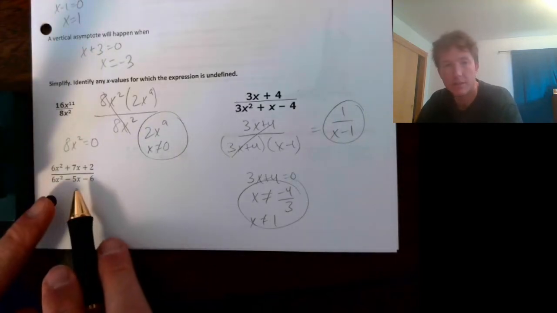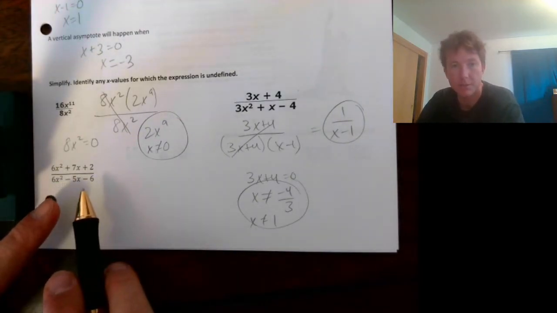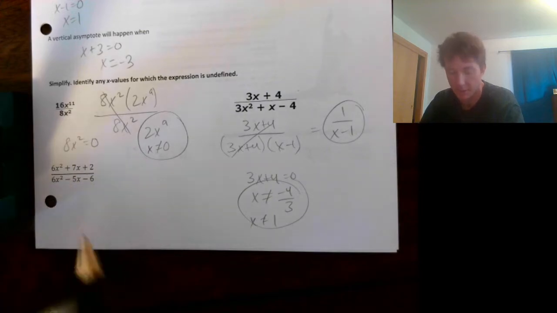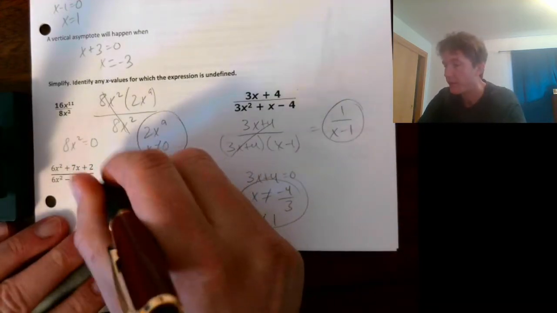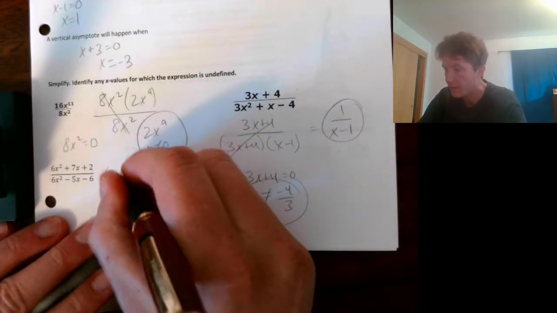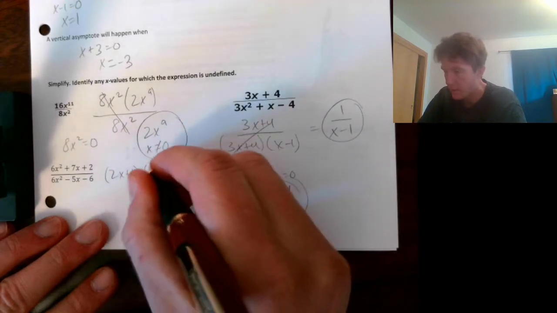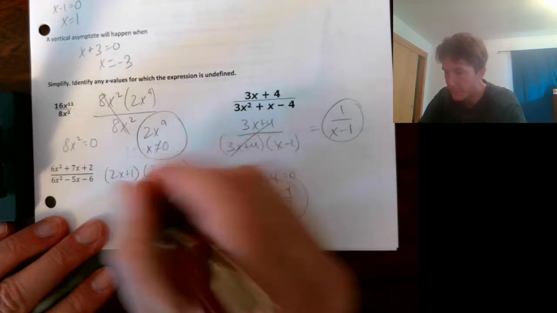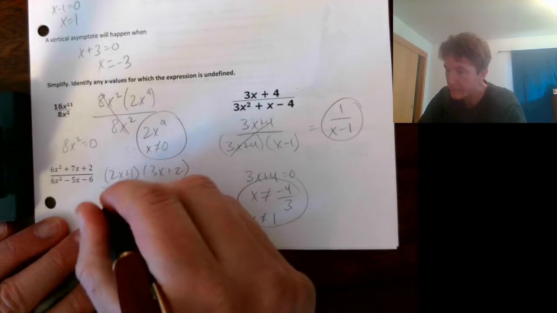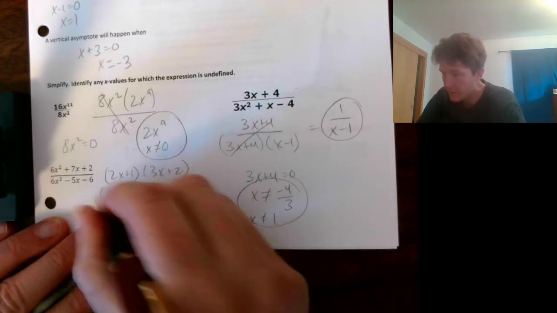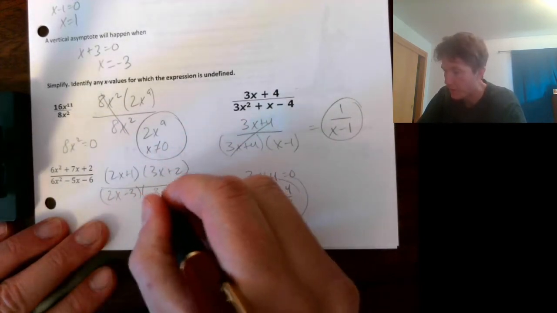Next one is 6x squared plus 7x plus 2 over 6x squared minus 5x minus 6. I'm going to factor it. This would be 2x plus 1 times 3x plus 2 over 2x minus 3 times 3x plus 2.